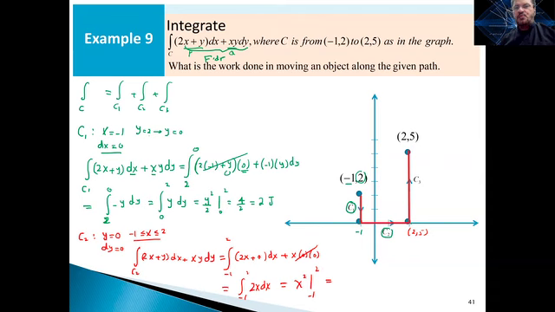Now what do we do? We plug the 2 first. So what do you get? 4 minus. Plug the -1. -1 squared is 1, and the answer is 3 joules.